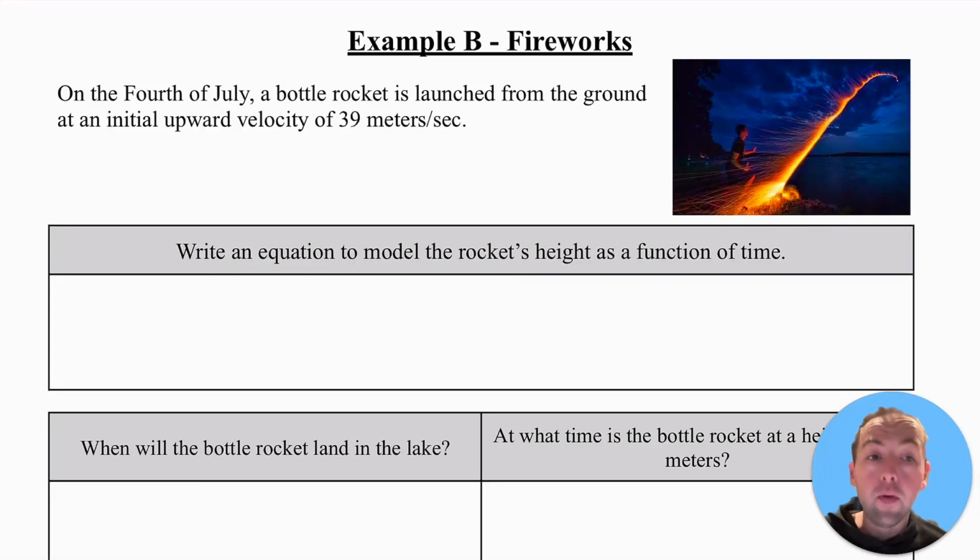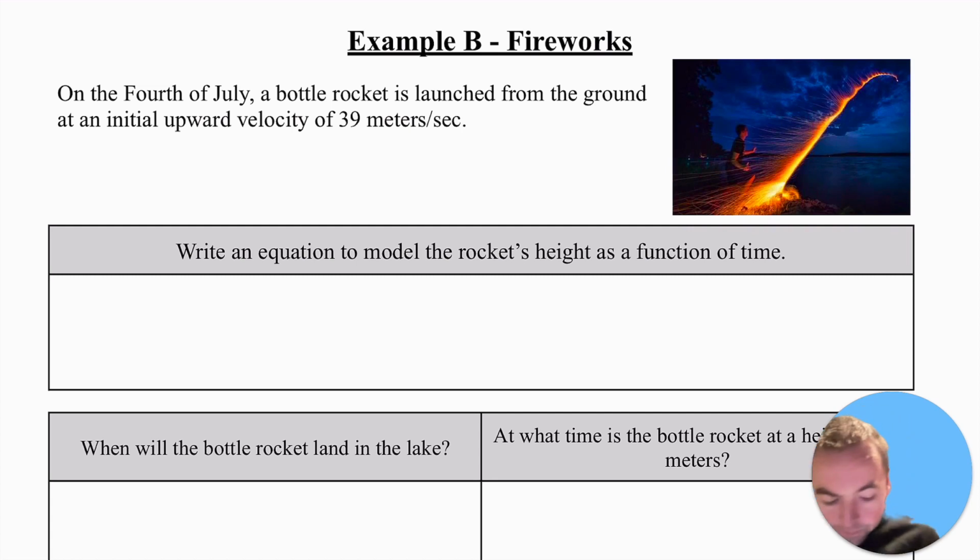In the second example of modeling with projectile motion, we'll use this bottle rocket that is launched from the ground at an initial upward velocity of 39 meters per second. So what I'm going to do first of all here is figure out what equation we could use to model the general projectile motion, and then we'll work to use that equation to find some characteristics of the path of this projectile.